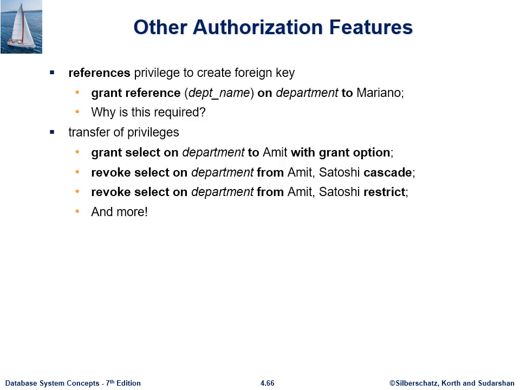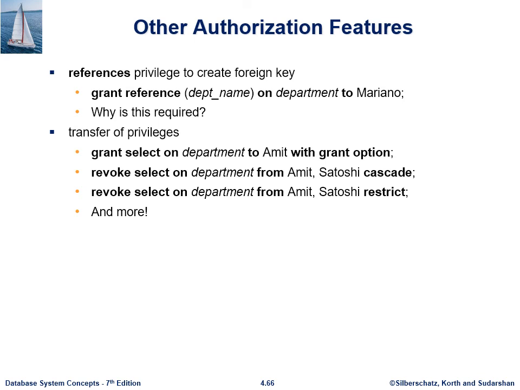So the last slide is about some other stuff we put together here. Other authorization features. Let's look at the first one, the references. This is about the foreign key reference privilege. Usually we don't allow people to change a table, only the creator of the table can do changes, but we do allow users to add foreign key reference constraints, integrity constraints. For that, we need to add a statement called grant reference.